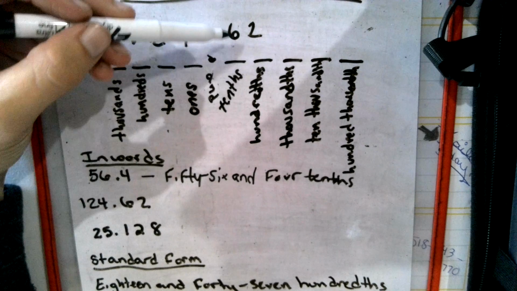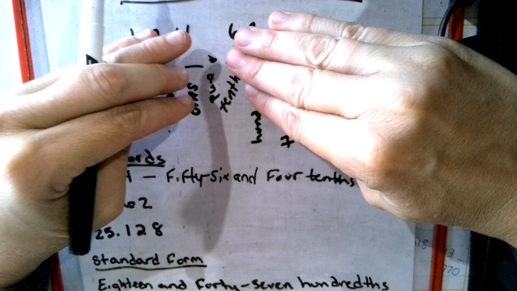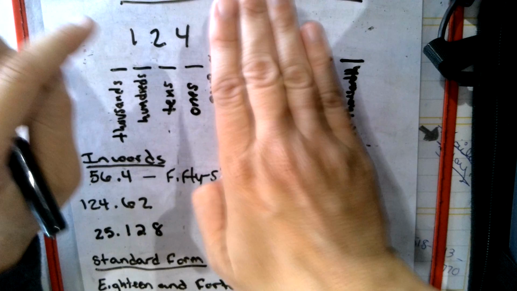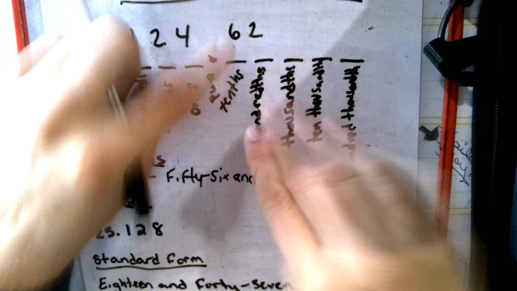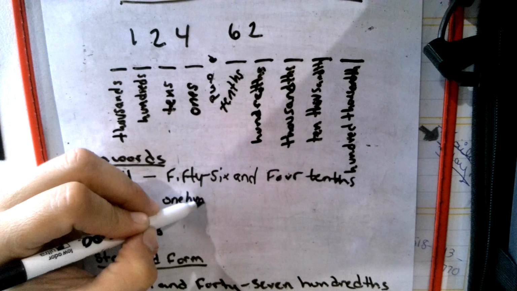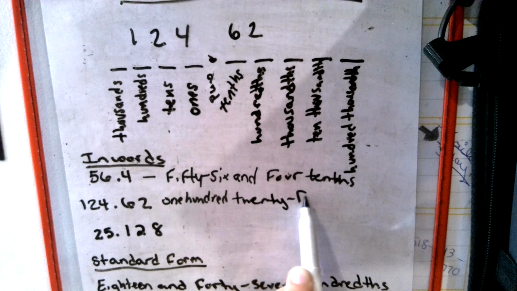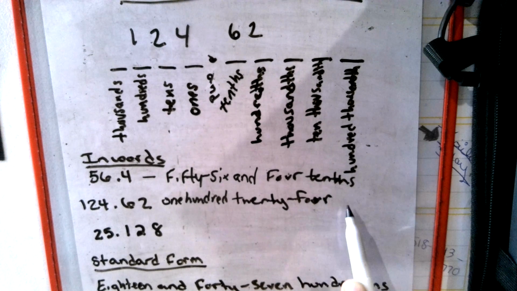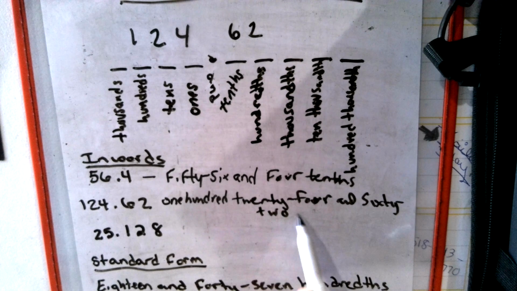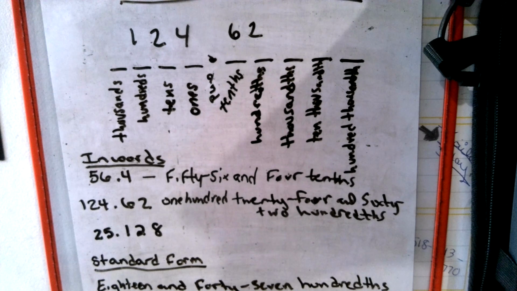Okay, 124 and 62 hundredths. So you read that, 124. You read the word and, then you read the second number, and then you slap on the word. So 124 and 62 hundredths. So in words, we literally read it out: one hundred twenty-four and sixty-two hundredths. Just like that. Okay? Next one.